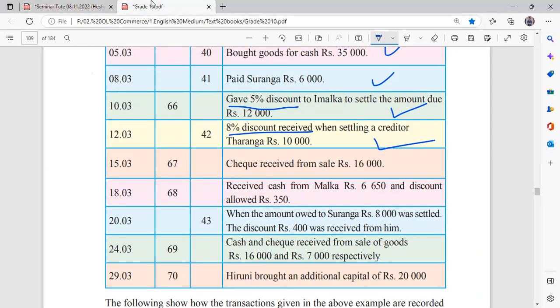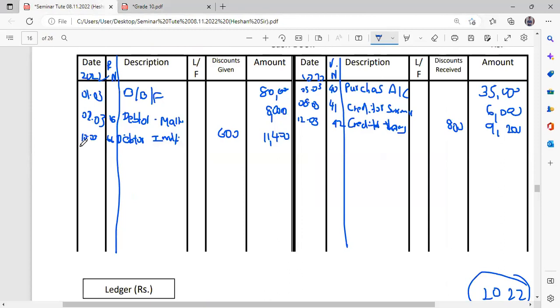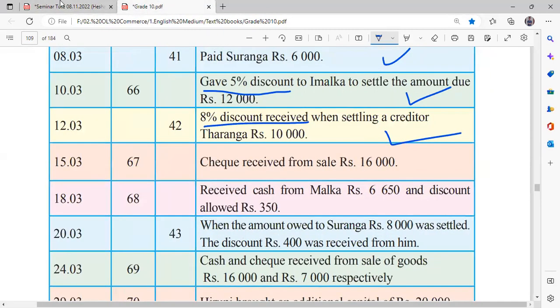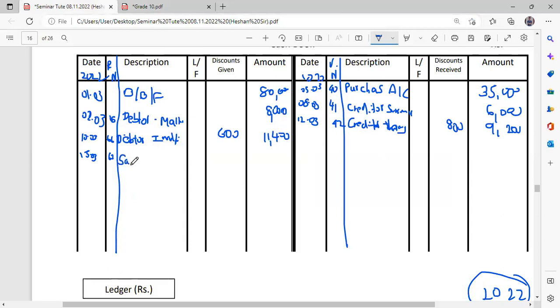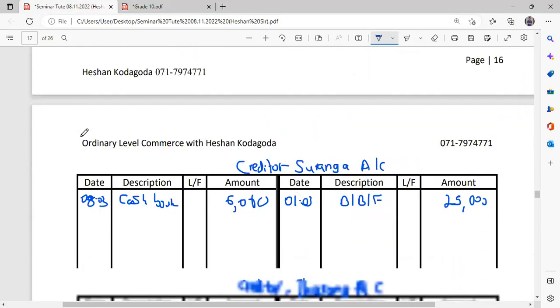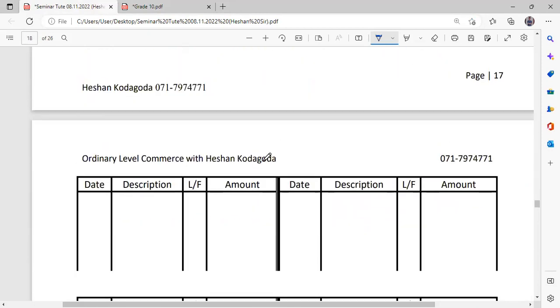Now this is March 15th, 67. We received a cheque from sales. Sales account credit, cash book debit, but within brackets we need to mention it as a cheque, so that we can identify this is a cheque. Though we record it in the cash book, within brackets we write it as a cheque. 16,000, no discounts. Understand? Now we need to open a new account called sales account.